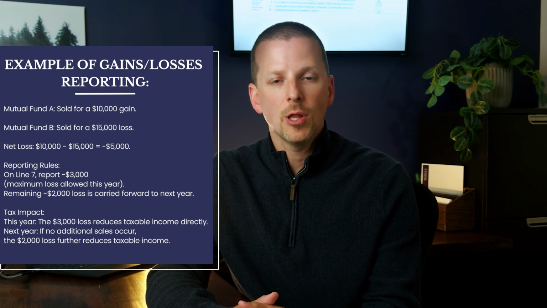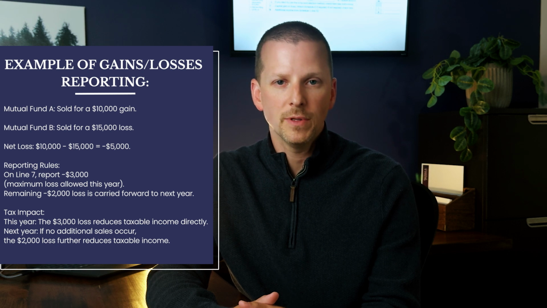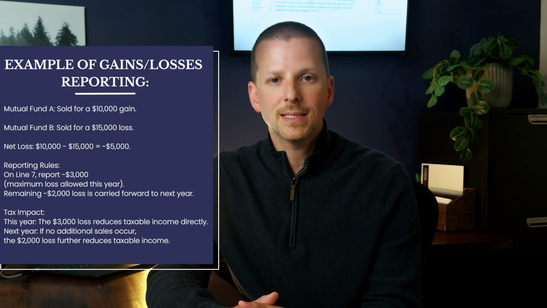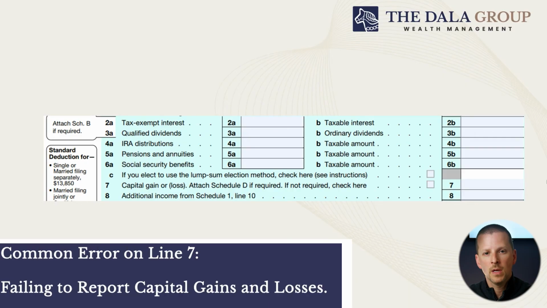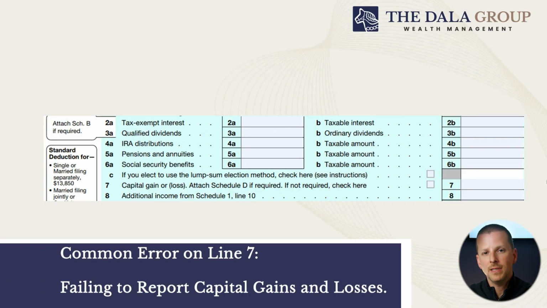The $3,000 loss will directly lower my taxable income for this year, and assuming I do not sell any additional investments next year, I will then be able to write negative $2,000 on line 7 in the next year to use my remaining losses. The most common error on line 7 is not reporting the capital gains and losses.